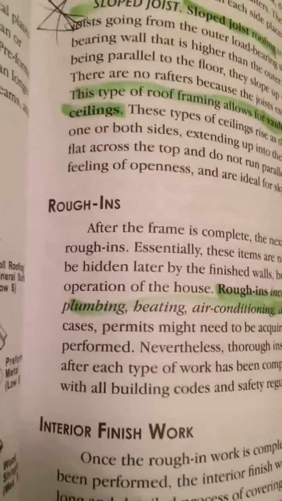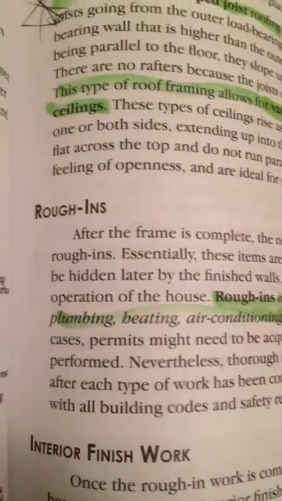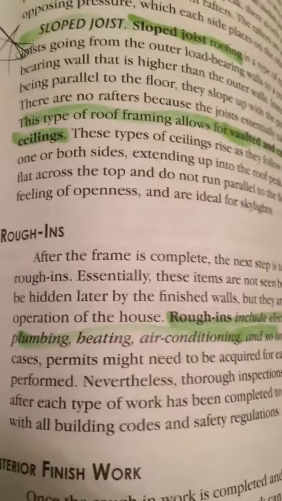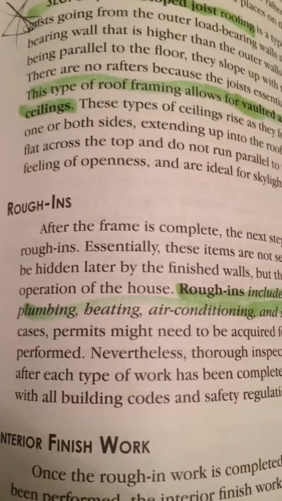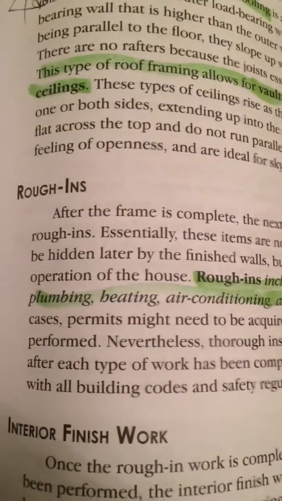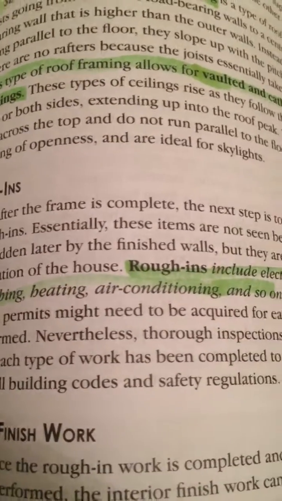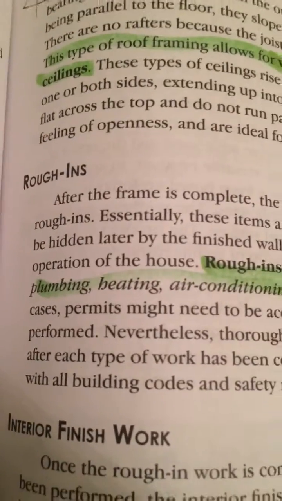Rough-ins. After the frame is complete, the next step is to perform rough-ins. Essentially, these items are not seen because they will be hidden later by the finished walls, but they are vital to the operation of a house. Rough-ins include electrical wiring, plumbing, heating, air conditioning, and so on.